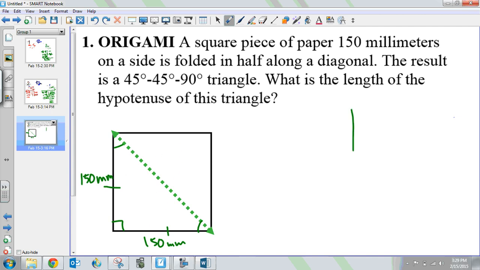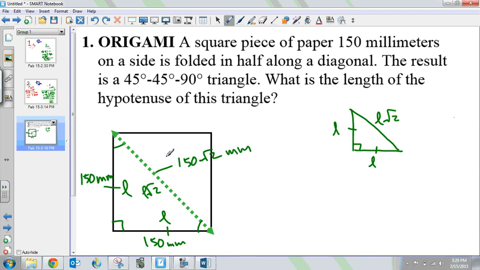Well, remember, in a 45, 45, 90 triangle, let's just draw a quick picture. These two are congruent. I have a right angle. This is L, L, L root 2. So all I know is that this is L, and this is L root 2. So then I just automatically know that my diagonal here is just going to be 150 times the square root of 2 millimeters.